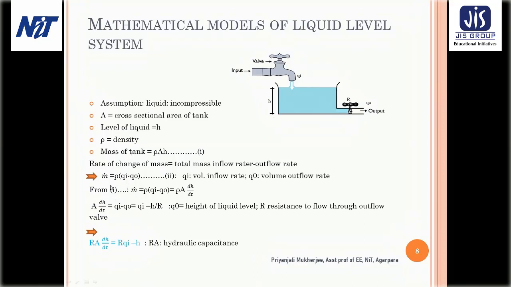So from this equation, mass of tank equals rho A h, we can write that m dot is equal to rho into A into dh dt, where A into dh dt is equal to Qi minus Q0. Now Q0 can be written as the ratio of the height of the liquid level h divided by the resistance to flow through the outflow valve. And rearranging these equations, we can write Ra into dh dt is equal to R into Qi minus h, where Ra is the hydraulic capacitance of the system, and this equation represents the mathematical model of the given system.